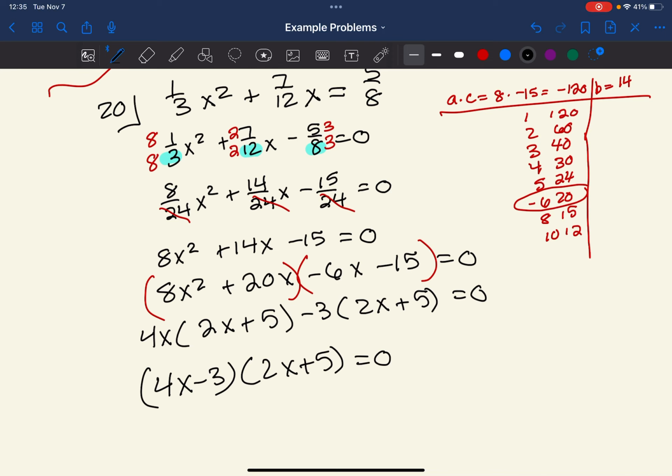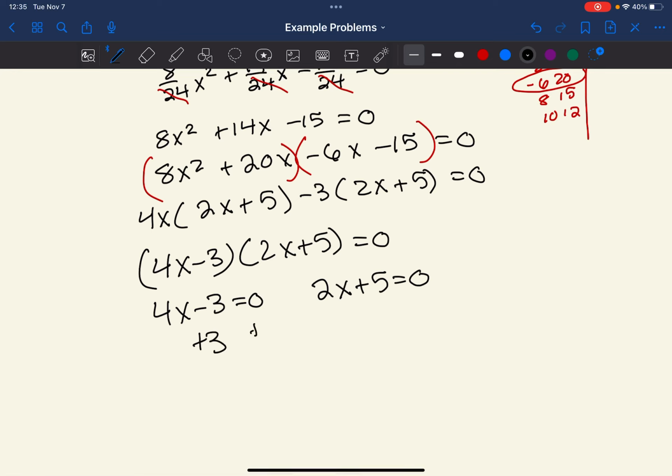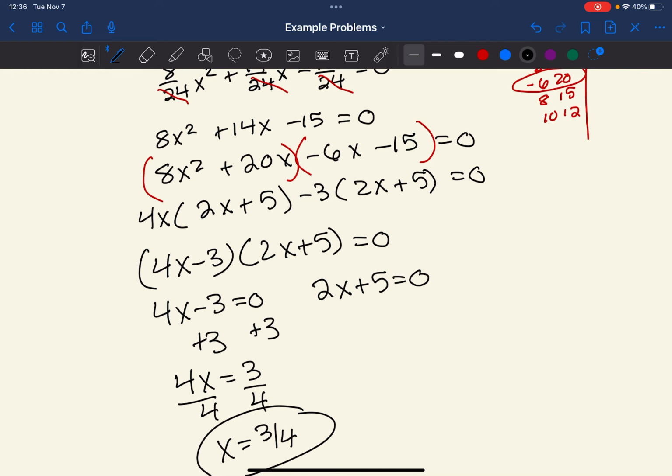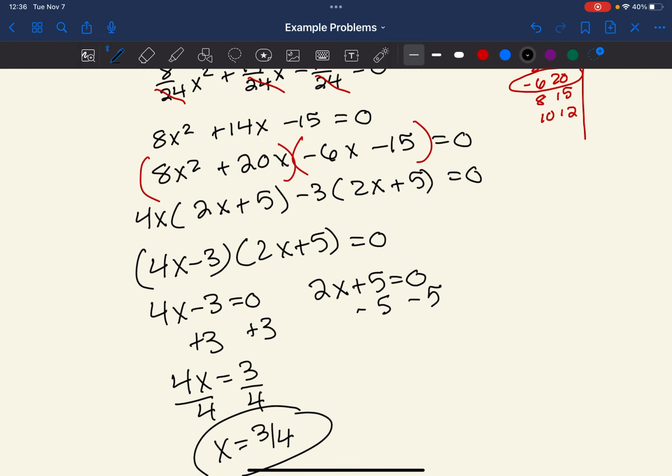But according to the zero factor property, I can set each one equal to 0 to get my answer. So my first answer, once I get x by itself, is going to be x equals 3/4. And then my next answer, once I get x by itself, is going to be x is equal to negative 5/2.